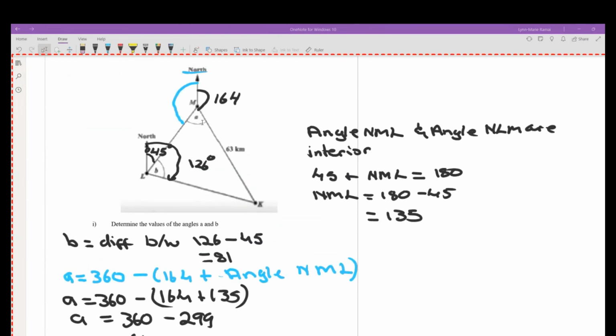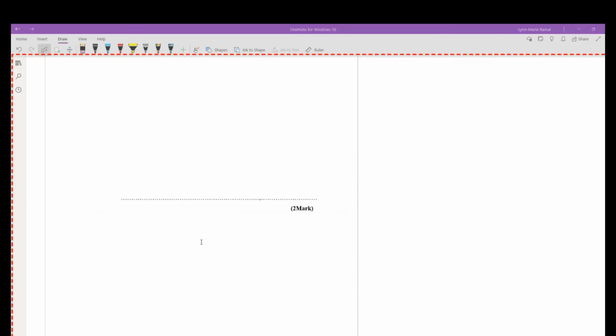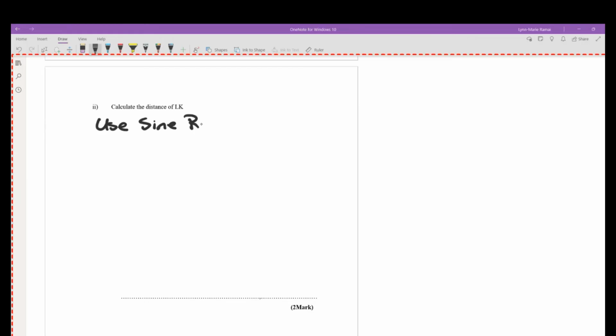So we know we have two angles, B and A, and we have one side. The corresponding side of B is 63, and the corresponding side of A is LK, which you're trying to find out. So immediately, because I have said that, you are going to say we're going to use the sine rule, which is LK over sine A is equal to MK over sine B.